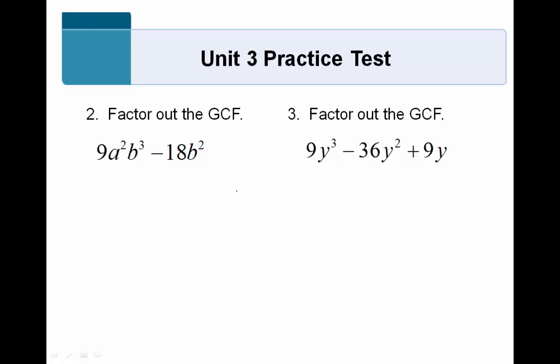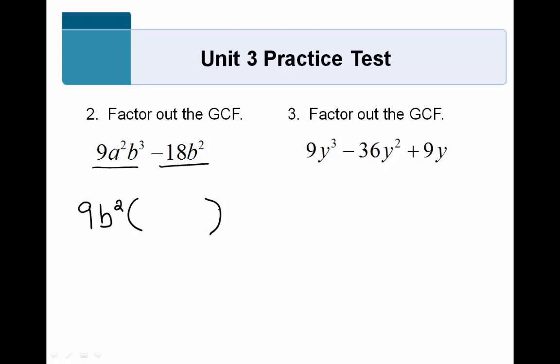We have 9a squared b cubed minus 18b squared. First of all, let's find the greatest common factor of each of these two terms. The greatest common factor of 9 and 18 is 9. Notice a can't be part of the GCF because both terms don't have a. The greatest common factor of b cubed and b squared is b squared. So that's what we're factoring out or pulling out of those two terms.